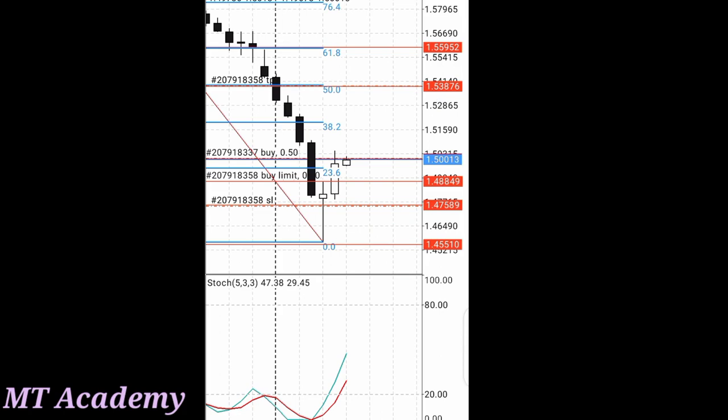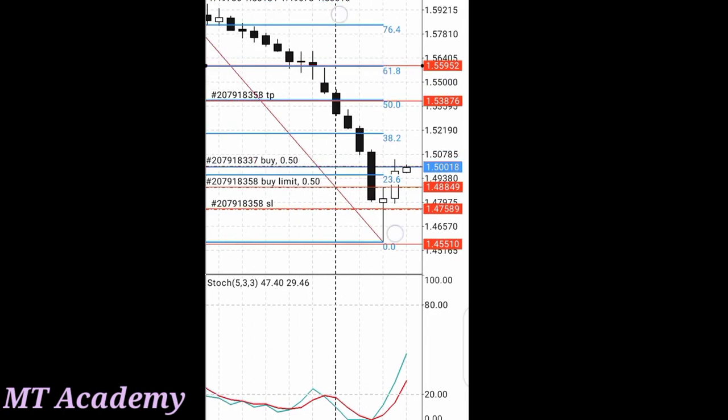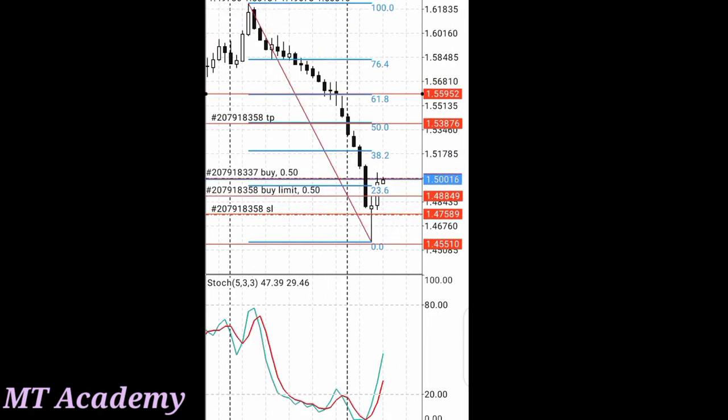And a hammer is a bullish reversal candle pattern. Whenever you observe a hammer, it's telling you that the bearish move is over and that the bullish move is just started.